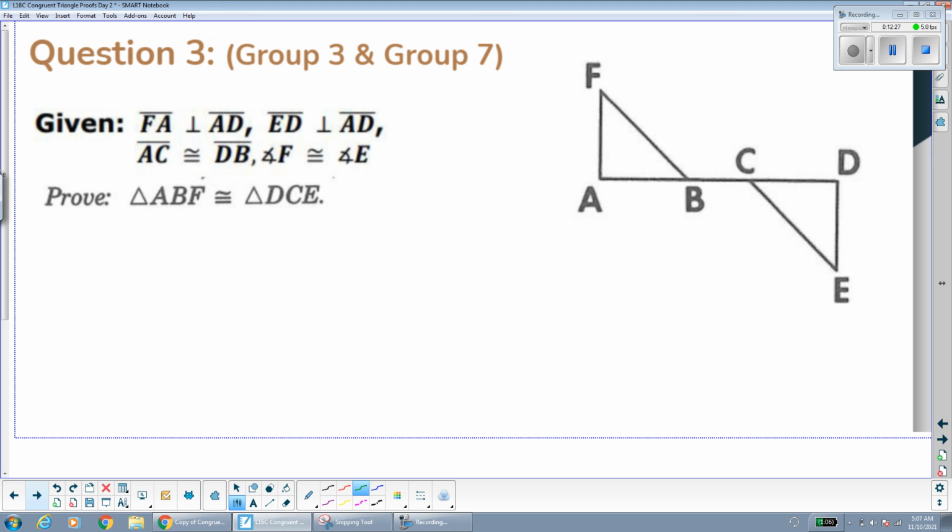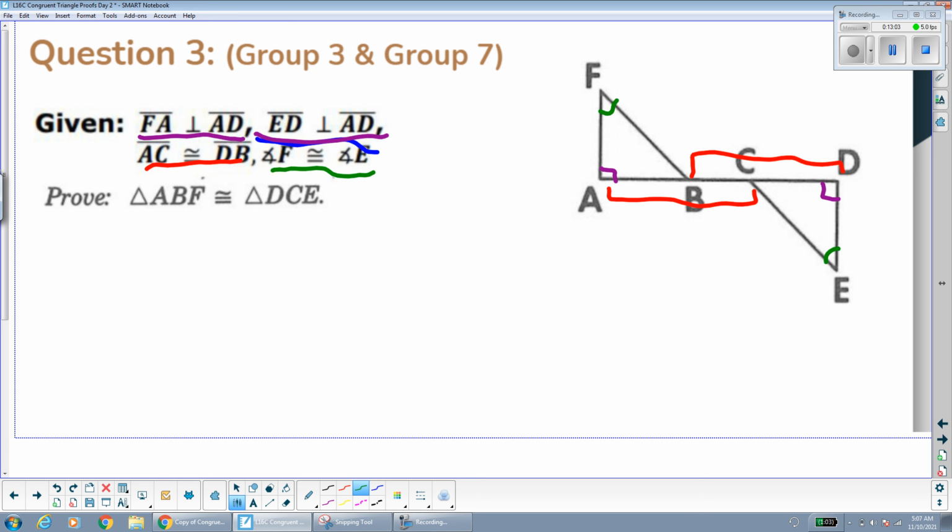Next proof. So here we know that FA is perpendicular to AD, and we know ED is perpendicular to AD. Why did I use different colors for those? Let me use the same color. And we have that AC is congruent to DB. So here's AC, and here's DB. And I also know that angle F is congruent to angle E.